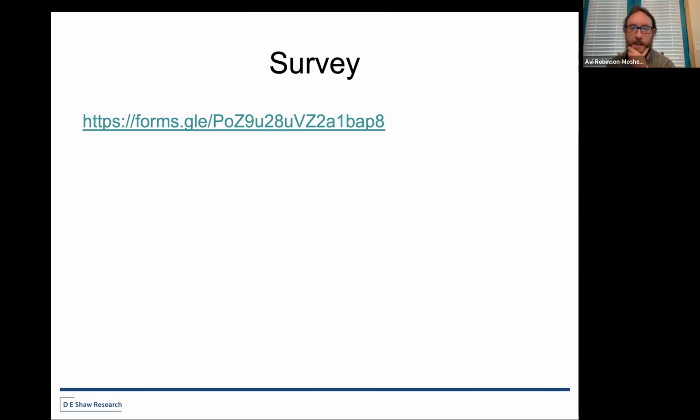I see a question in the chat. Would it be possible to use transition interface sampling and replica exchange transition interface sampling, like using PyRETIS? I am not familiar with that. Could you describe a little more about how that works?